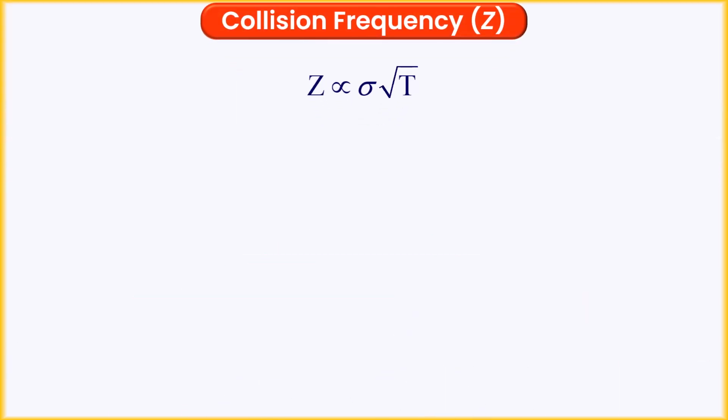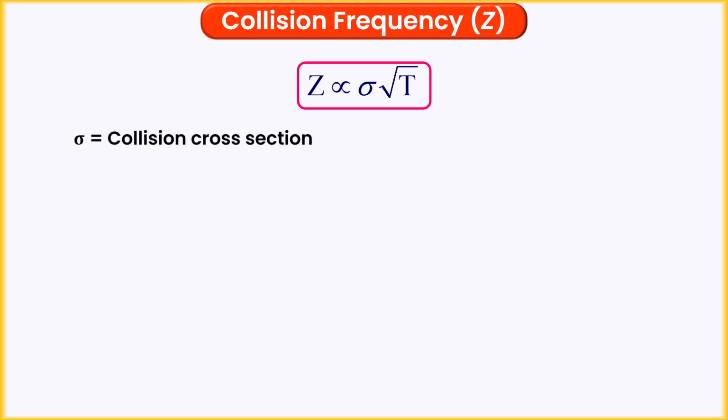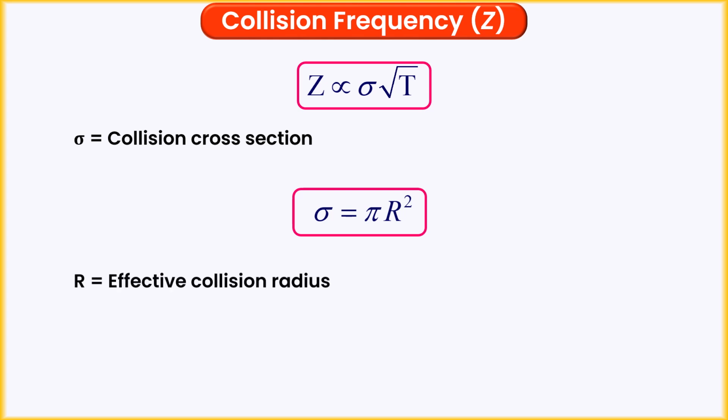Let us now elaborate on the collision frequency. The collision frequency Z is proportional to the collision cross-section sigma and the square root of temperature. So here sigma is the collision cross-section, which is given by pi r square, where r is the effective collision radius, representing the distance between the centers of two reacting species at the point of collision.